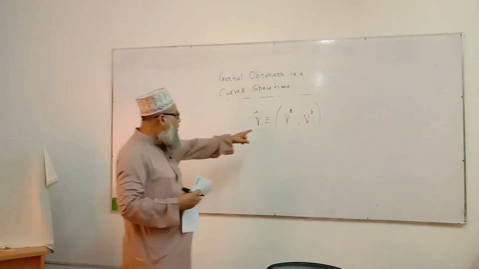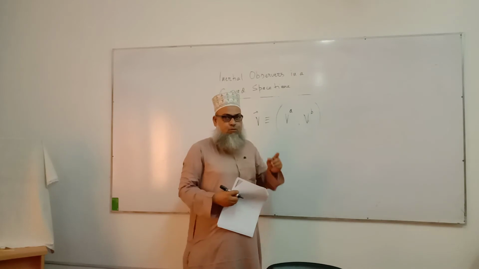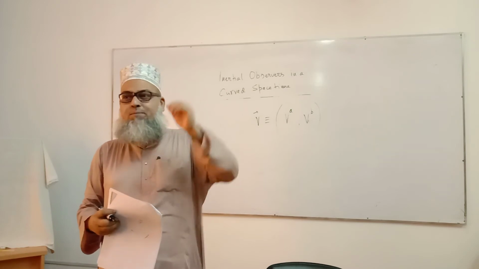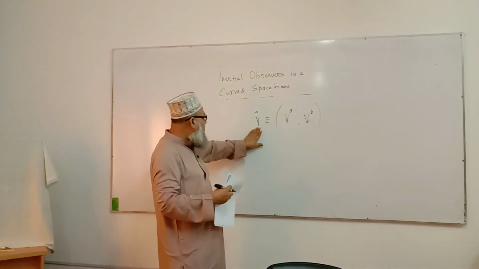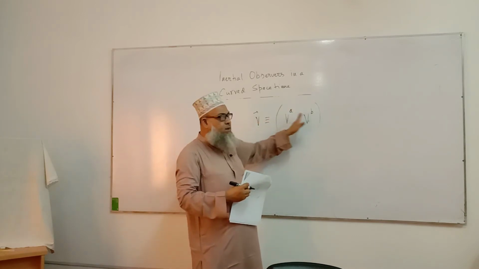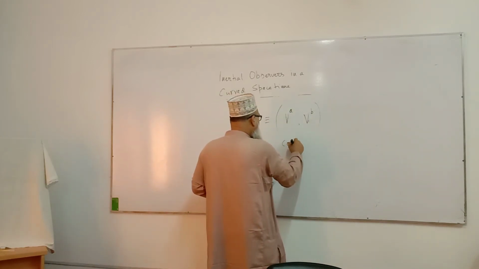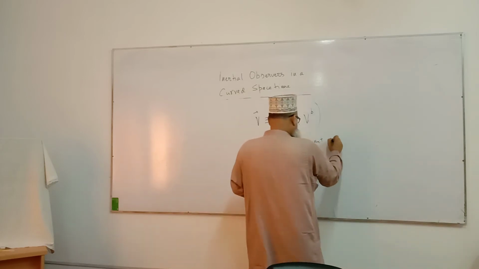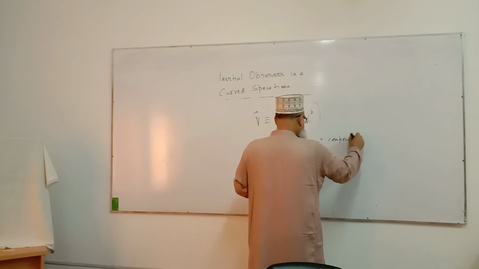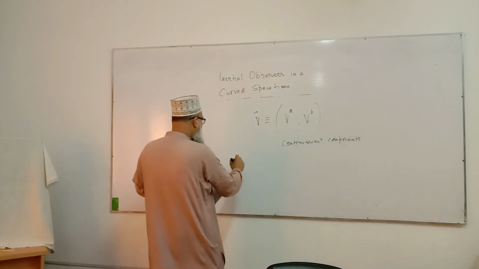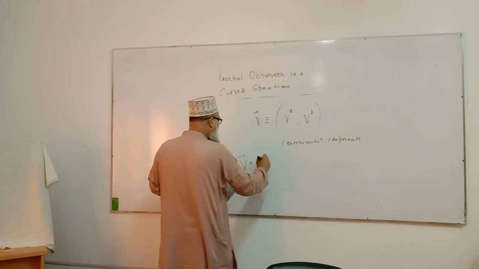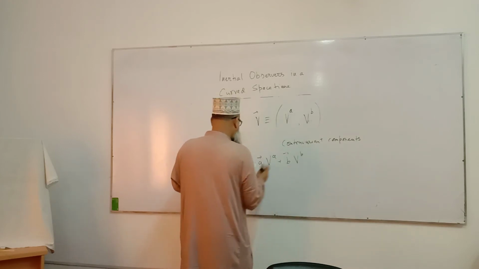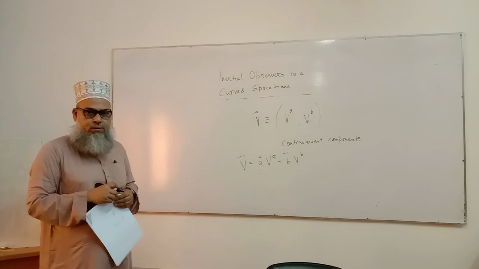Why? These are called contravariant components. For contravariant components, the suffixes appear on the top, superscript. So a finite vector V has components V^A, V^B. These are contravariant components. And V can be explicitly written as V^A vector A plus V^B vector B. Understood?